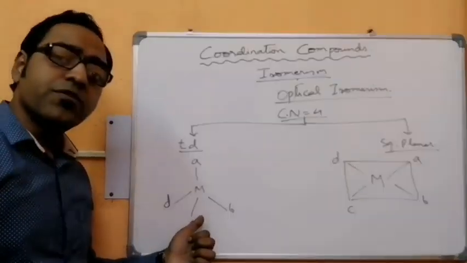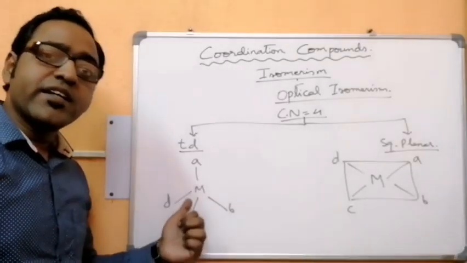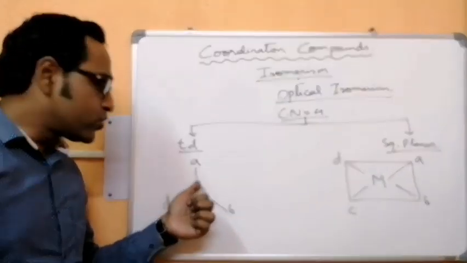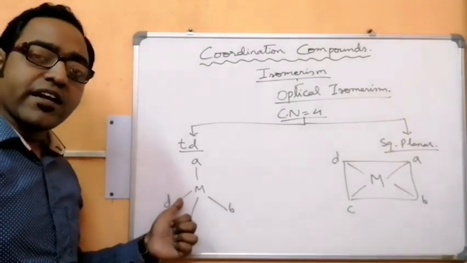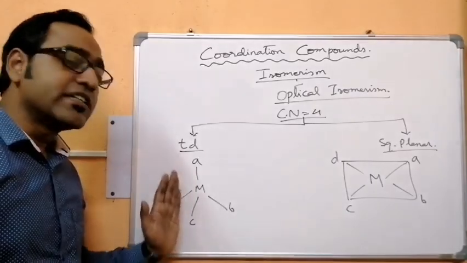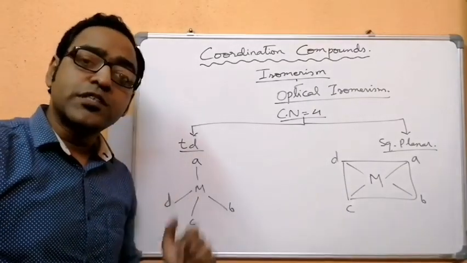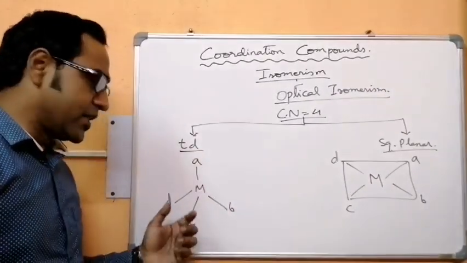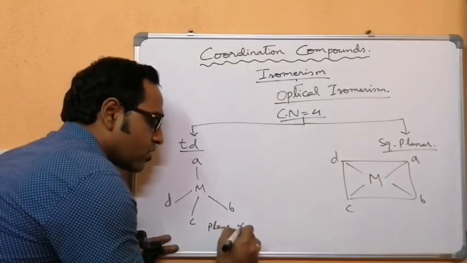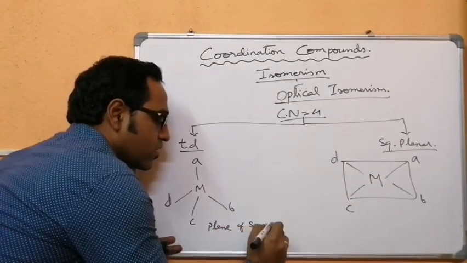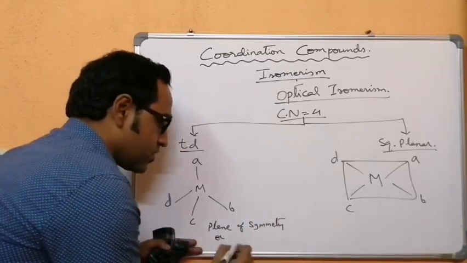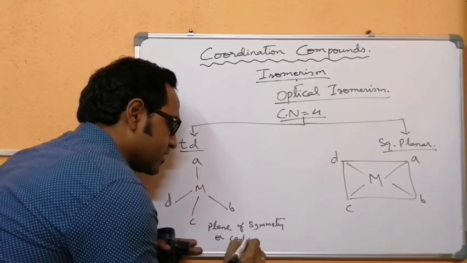Now in case of tetrahedral geometry, the metal is bonded to 4 different ligands, and so this compound is optically active since it does not contain any plane of symmetry or center of symmetry. It does not have any plane of symmetry or center of symmetry.